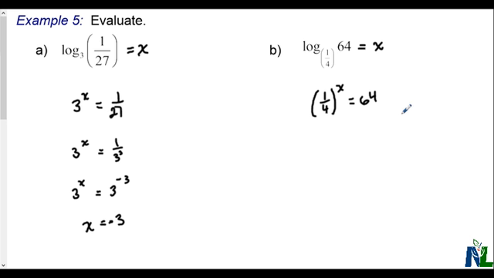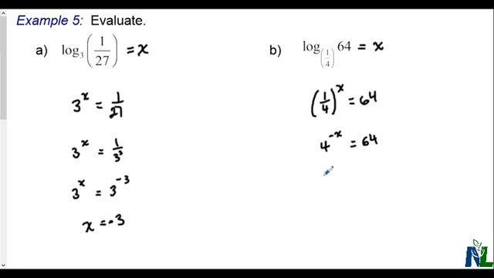So I can do one of two things. I can write 64 as a base of a quarter or a fourth, or I can make this base be 4 by negating the exponent here. So I'm going to do that. I'm going to say 4 to the negative x is equal to 64. So remember, we can reciprocate the base of a power if we negate the exponent.